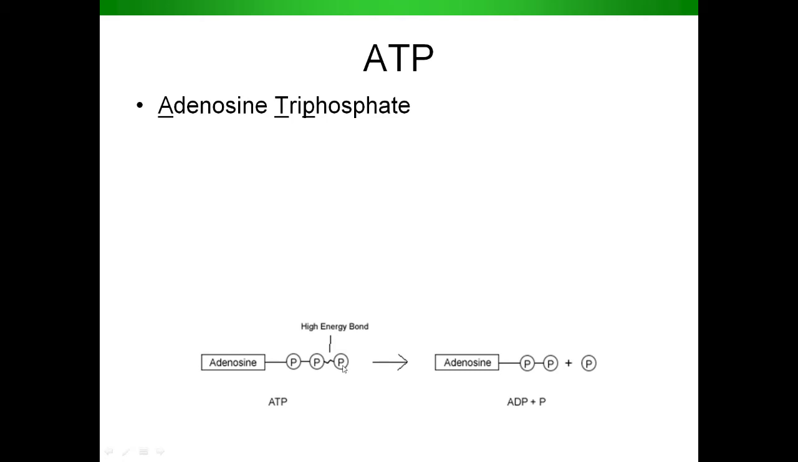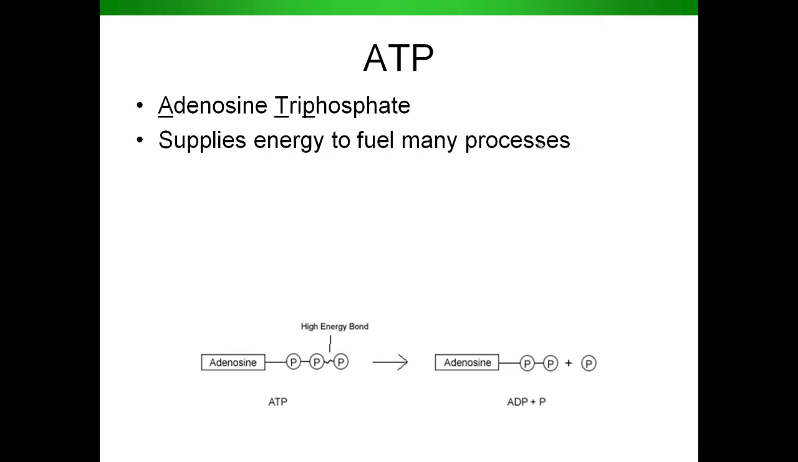Now, this molecule, like I said, supplies energy to fuel many of the processes in the body. We're going to see how ATP is going to help to pump ions across a membrane. We're also going to see how ATP is involved in muscle contraction this semester. Okay. Now, ATP is split in order to form ADP and an extra phosphate. This little i right here represents that this phosphate is inorganic. It's an inorganic separate phosphate from the main molecule.